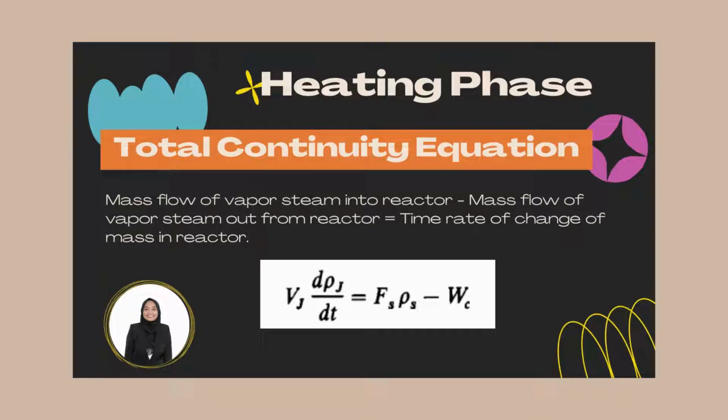The general total continuity equation is: mass flow of vapor steam into the reactor, which is the flow rate of the steam Fs with density of the steam ρs, minus the mass flow of vapor steam out from the reactor, which represents the rate of condensation of steam Wc, is equal to the time rate of change of mass in the reactor, Vj dρj over dt. The unit for both sides is mass over time.